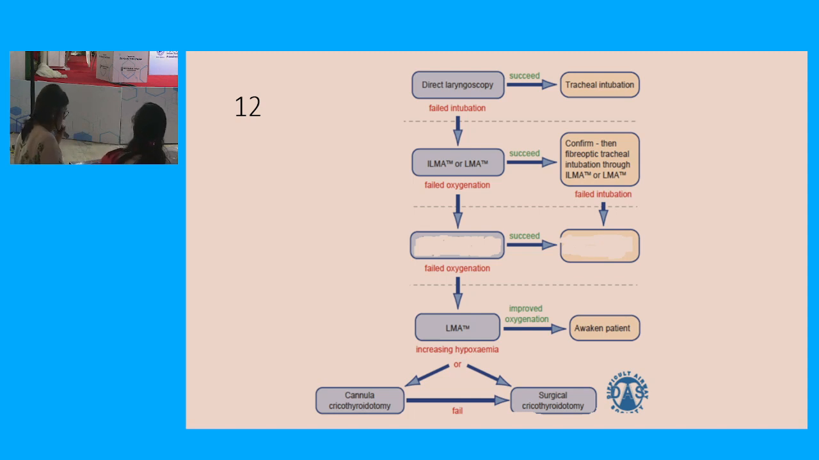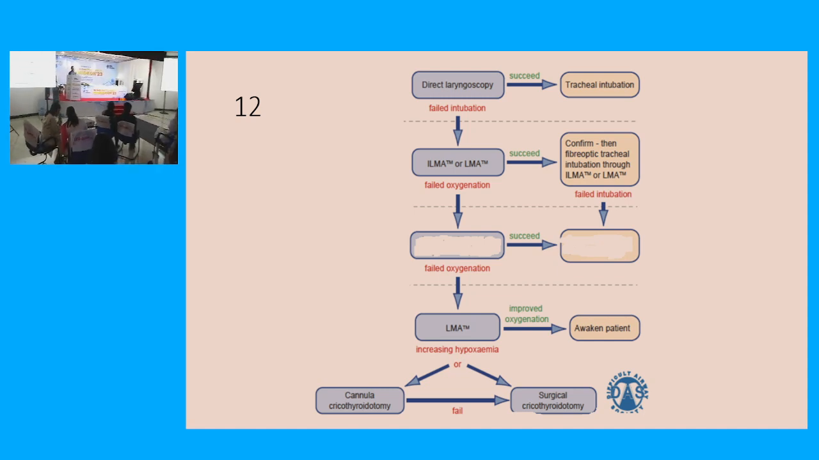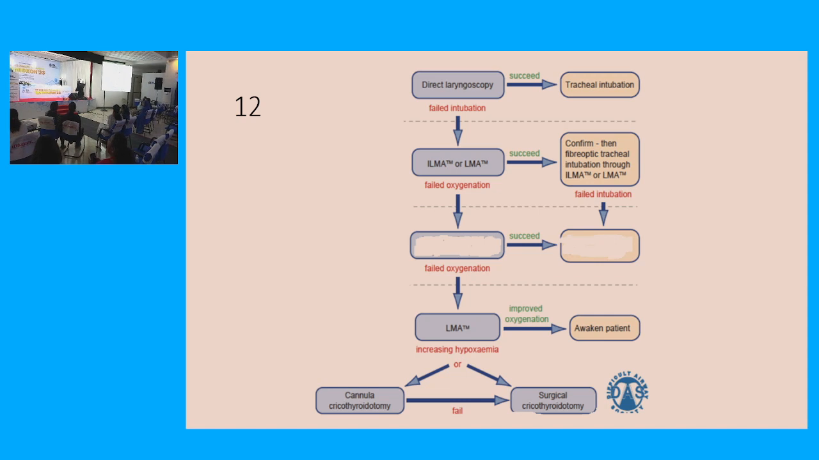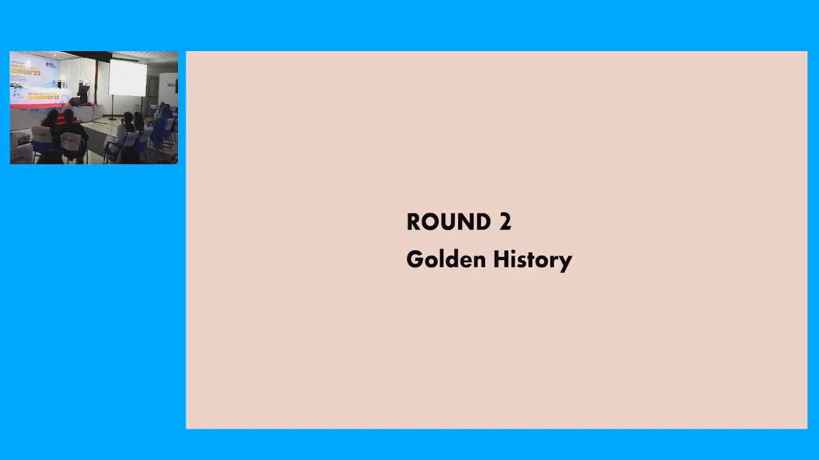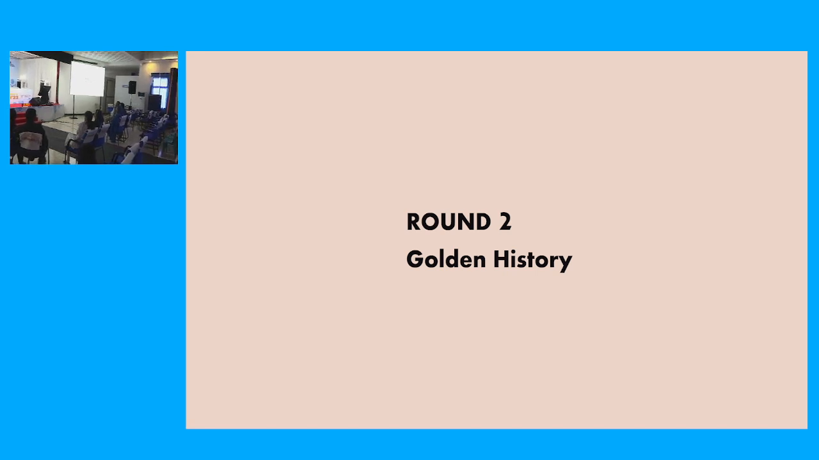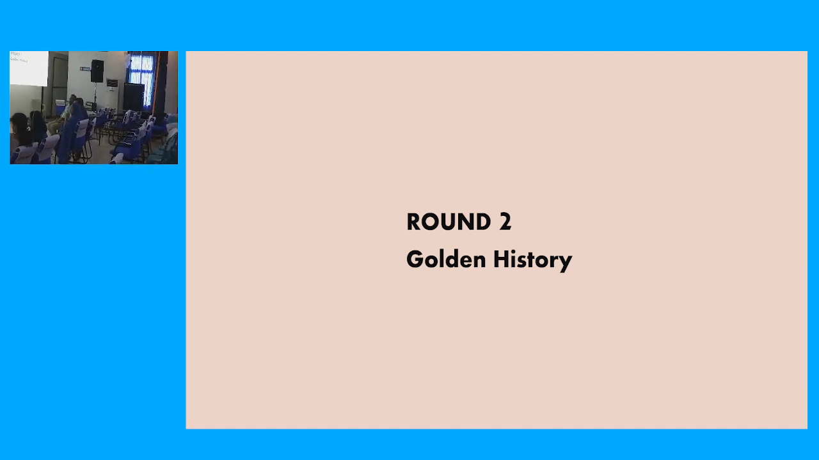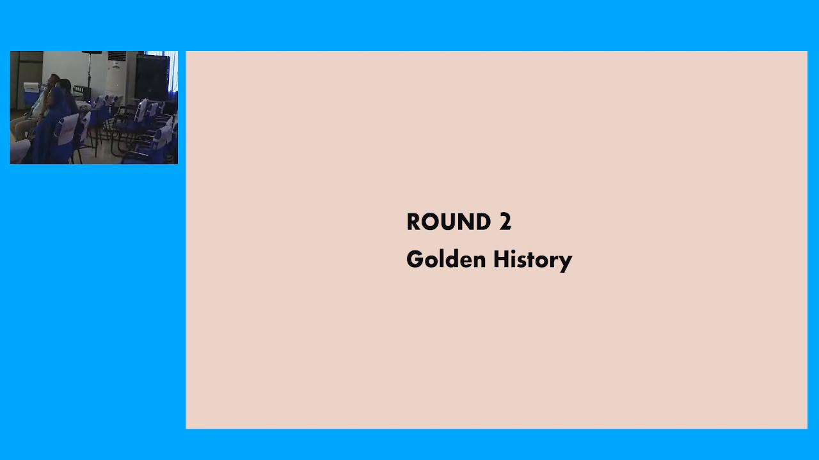Okay, good. Now, next round is a very, very easy round. You'll not miss this. It's about golden history. History is very simple. Who wants to take A, B, C, D? B. Okay. Benji, your question.